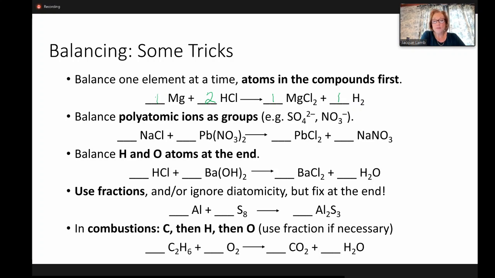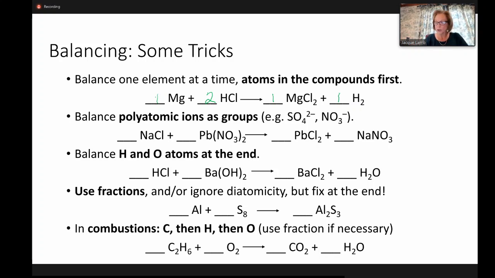Under normal circumstances, that 1 is assumed when you're asked to balance equations on a test or a quiz. I would recommend that you put those 1s in. It clearly shows that you understand that that 1 is there, and it's not that you just didn't finish balancing it.